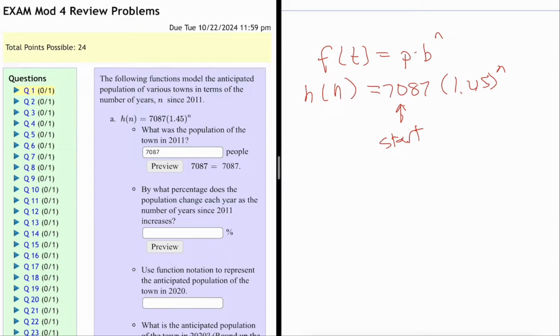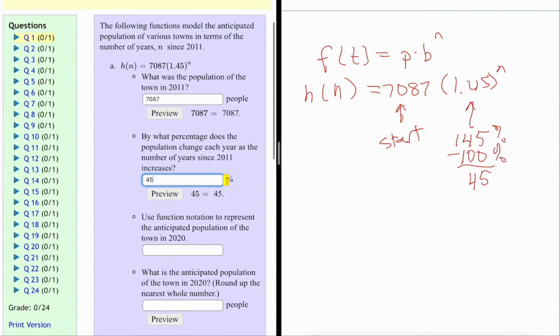Now it says, by what percentage does the population change each year as the number of years since 2011 increases? That's what the base tells us. If you write that as a percentage, that's 145%. Take off 100. If your change is still positive, in this case positive 45, that is how much it is increasing. If it is negative, that's how much it is decreasing.